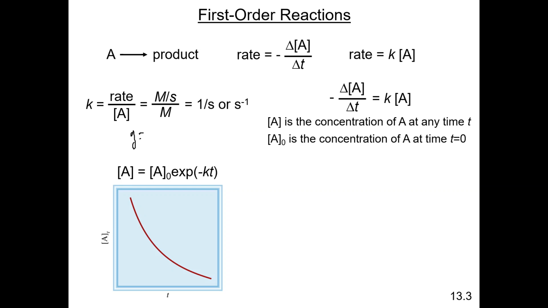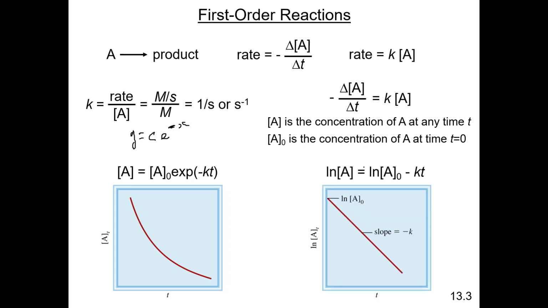is equal to some constant, doesn't matter what the constant is, let's say c times e to the minus x, all right? So basically that would be the general shape of that kind of curve. Another plot, which is more useful in terms of determining the rate constant, is if you plot the natural log of A versus time.